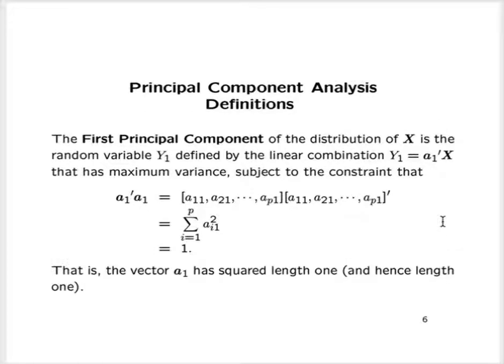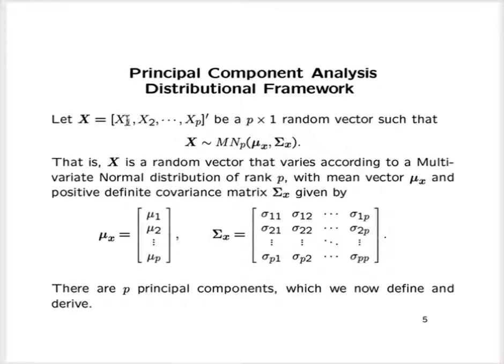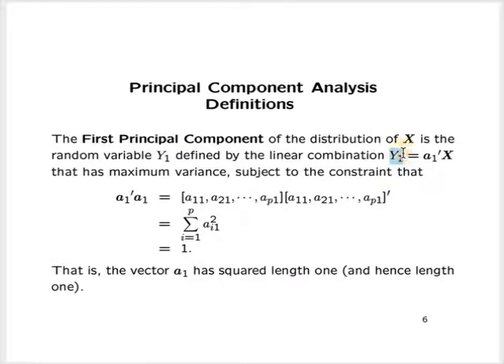So, some definitions. The first principal component of the distribution of x is the random variable, which I'll denote by y1, defined to be a linear combination of the p response variables contained in the x vector. In vector format, that linear combination is the vector a1 prime times the x vector. So again, this is a linear combination of the original x variables, and we're denoting that linear combination by y1.